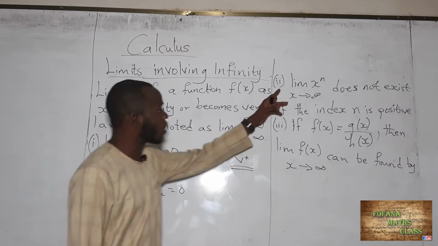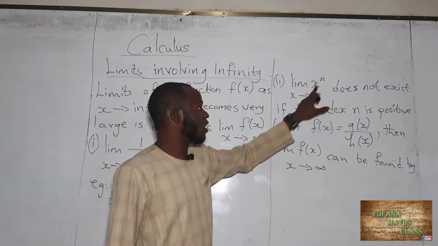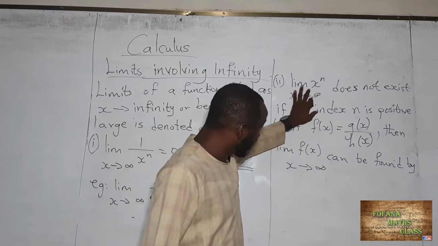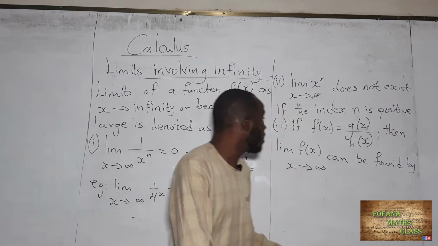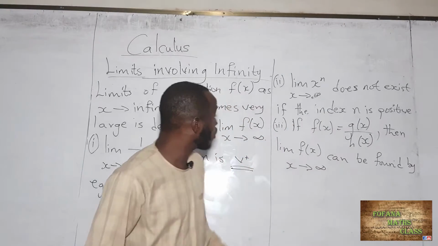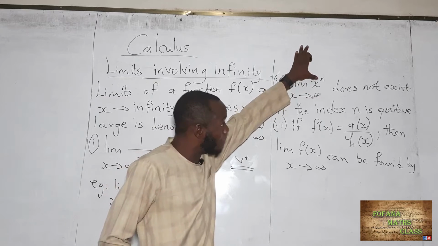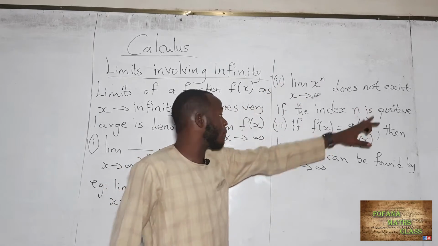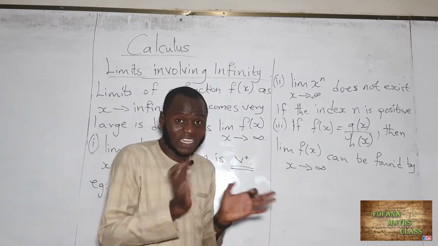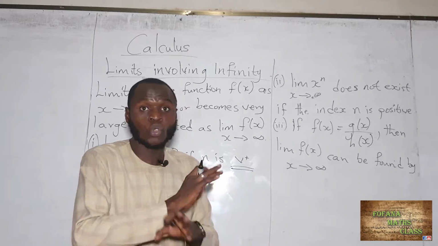Now the second one is if you have a limit of x to the power n, and x is approaching infinity. This expression does not exist if the index, which is n, is positive. So if x is approaching infinity and the power n is a positive number, then that expression doesn't exist. It will give you undefined. When you put it into the calculator, you won't get an answer for it.